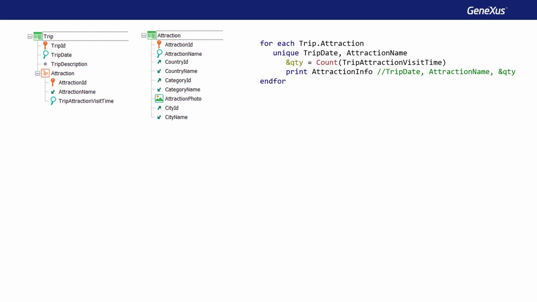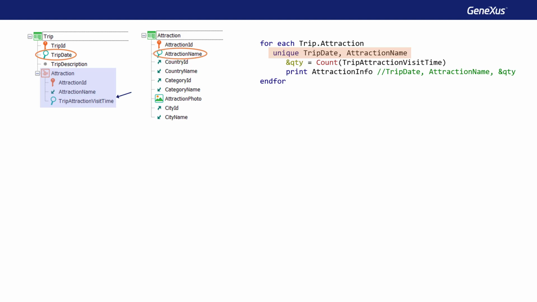Let's go a little further. We know that we can specify several attributes in the unique clause, and that they do not have to belong to the base table of the for each, as in this example. We want to count the number of trips that include a visit to the same attraction name on the same date.